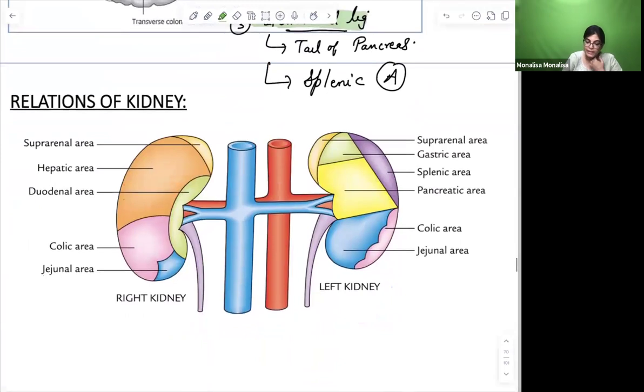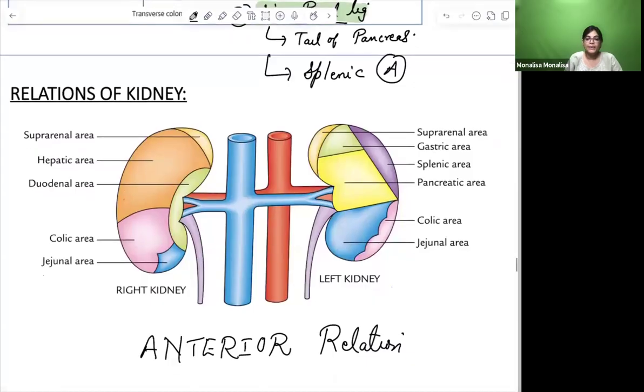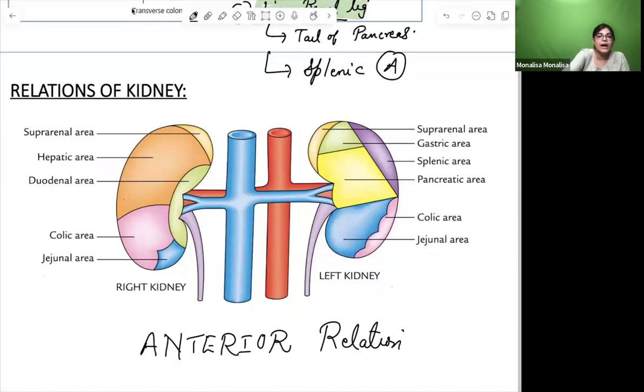Now, relation of the kidneys, anterior. So this diagram is showing you the anterior relation of the kidney. Actually, we have got right kidney and left kidney. I want everybody to pay attention to the anterior relation of the kidney.